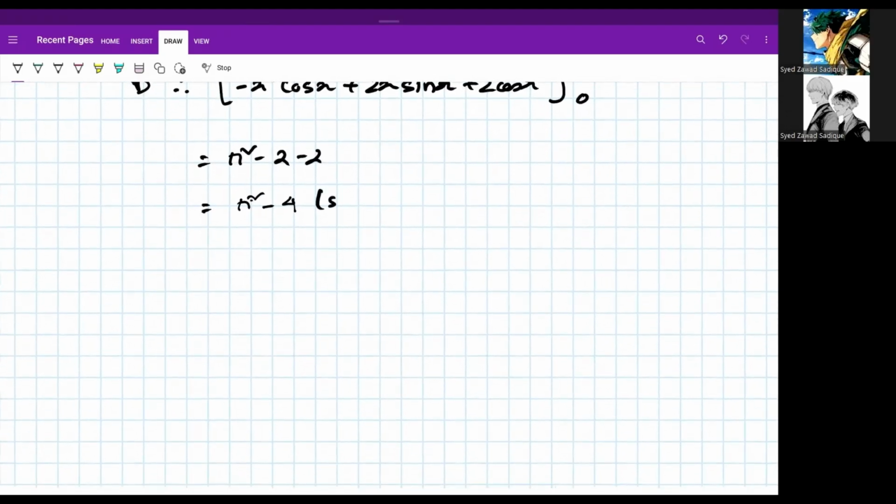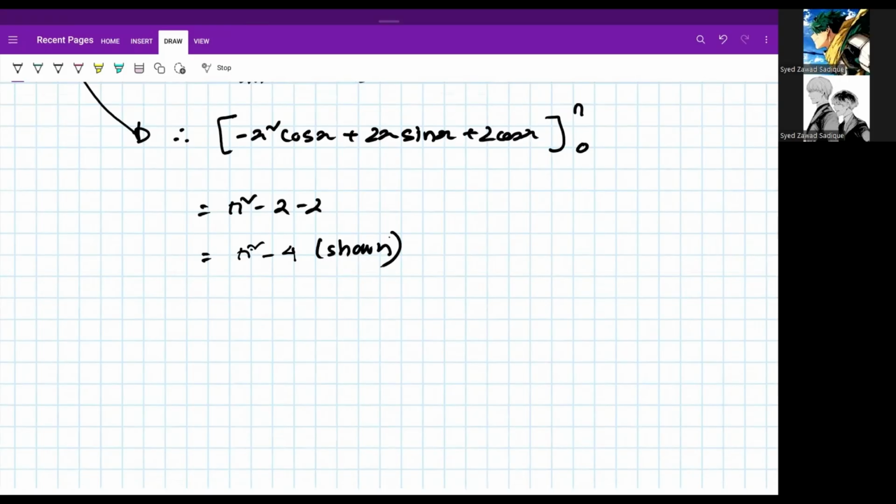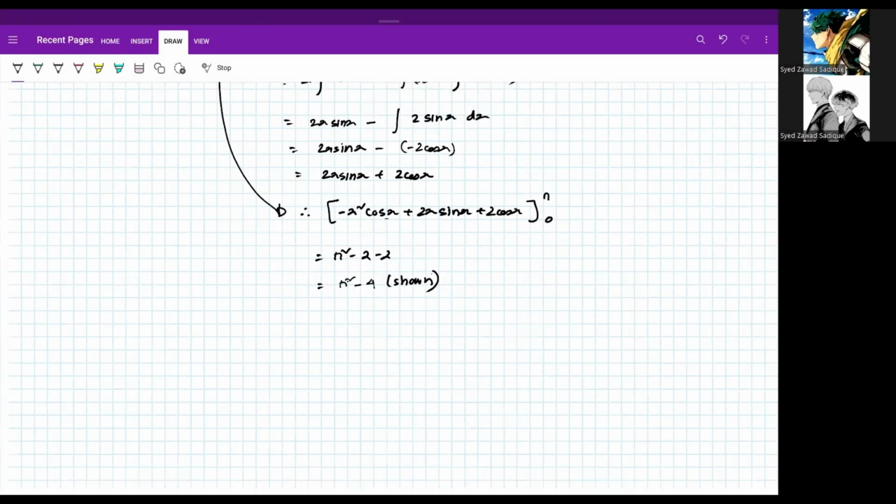That is shown. I did not manually input the values here, guys, because it takes a lot of time, but you should be able to do it by now. So that's all of integration.